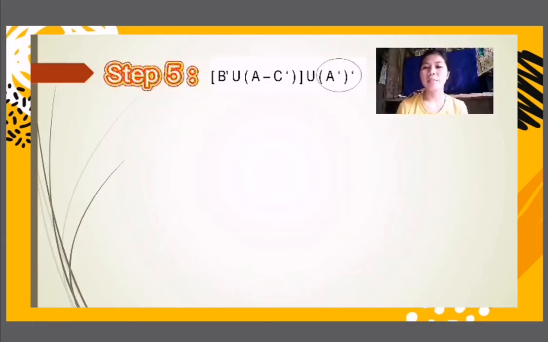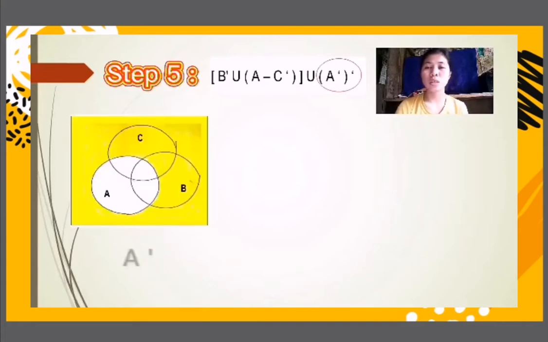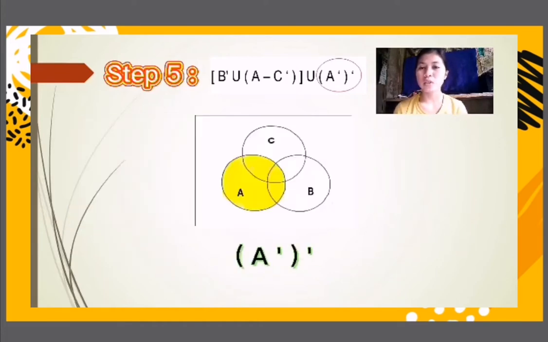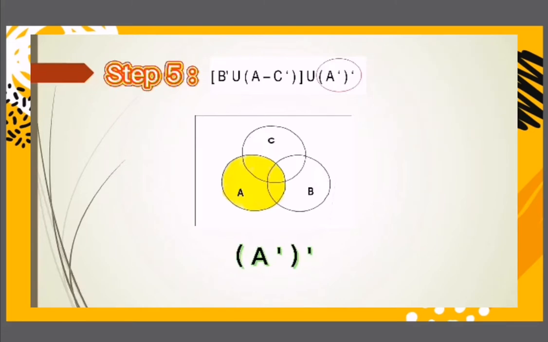Next is step 5, which is the complement of A complement. The answer of step 4 is this illustration, which shows the shaded set of A complement. Then the question is, what is the complement of A complement? This illustration shows the answer. This means that the complement of A complement is the elements that are not shaded in A complement.